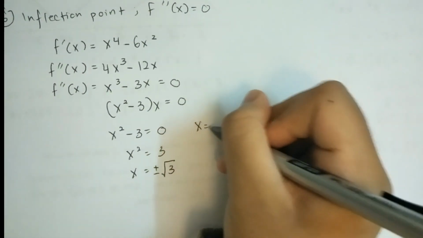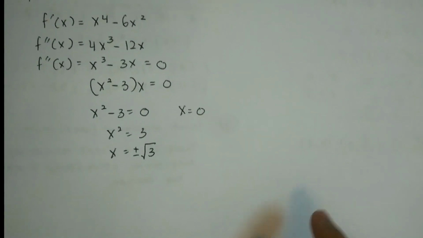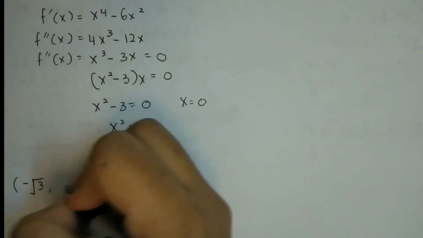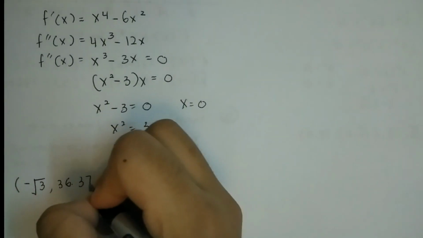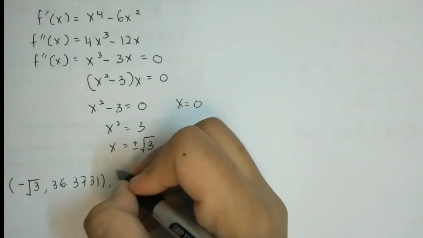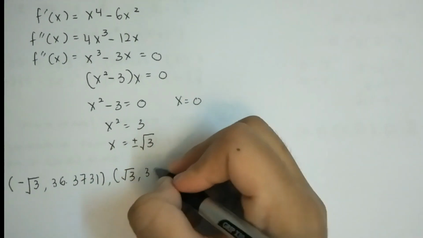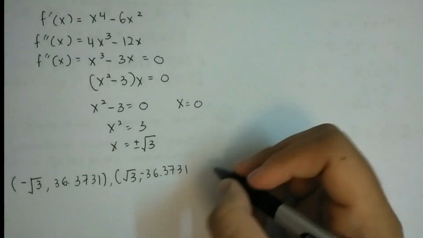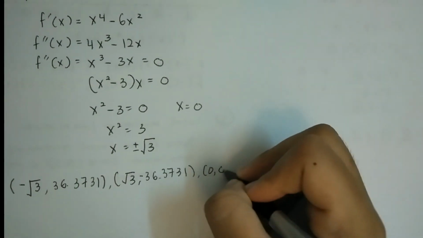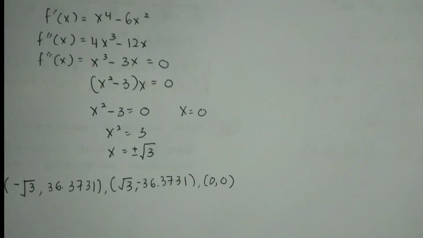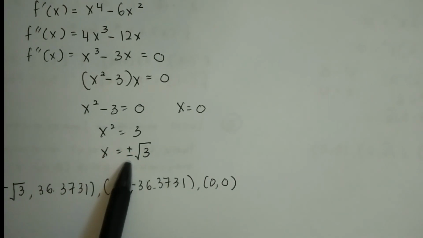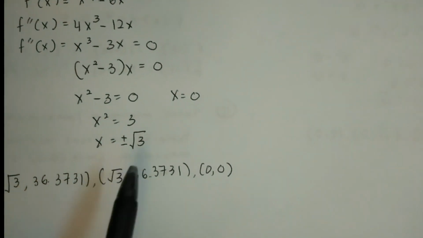So for x equal to 0, in point form we will get negative root 3 and 36.3731, root 3 and negative 36.3731, and here is (0, 0). If you are wondering where I get this value, this value of x I will substitute into the first equation that we get.